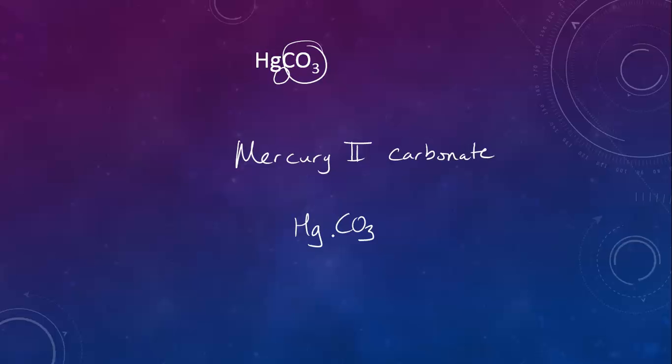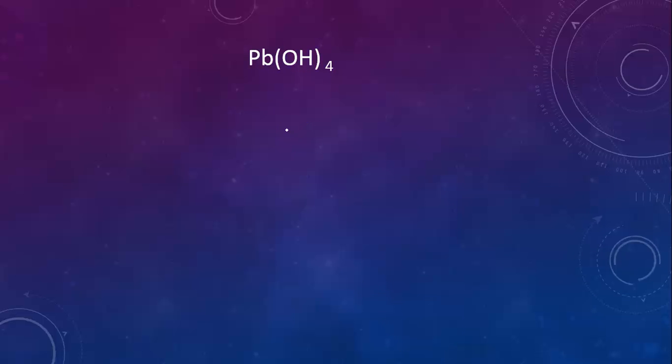All right, so we've got 1 there, we've got 1 of these, and carbonate is a negative 2, so 1 times negative 2 is negative 2. So that means the positive side must be positive 2. 1 times what is positive 2? Positive 2. So it's mercury 2 carbonate. One more.